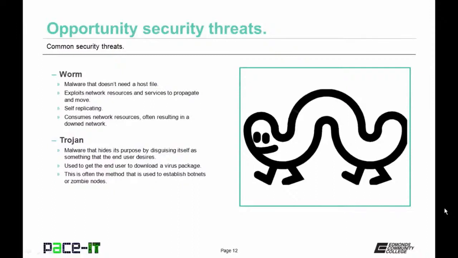Now, worms are different than viruses. Worms are malware that do not need a host file. They exploit network resources and services to propagate and to move. They are self-replicating, unlike viruses. Worms mainly consume network resources, often resulting in a down network.